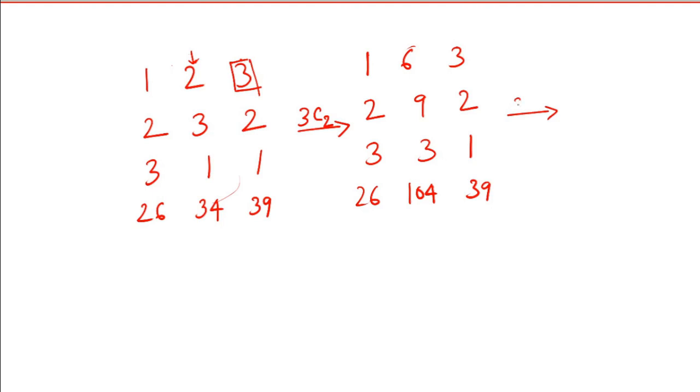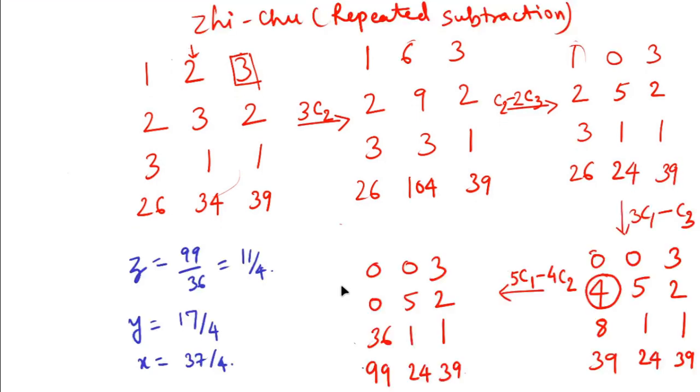Now 2 times column 3, and then you subtract with column 2. So you will get 1, 0, 3, 2, 5, 2, 3, 1, 1, 26. So this will be 78. 78, this becomes 24, and 39. This entry was obtained in the counting rod.